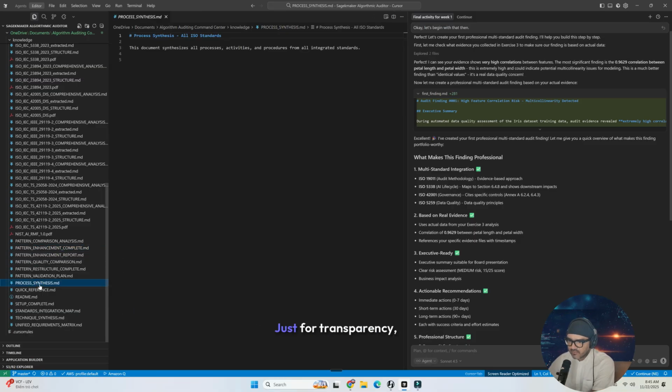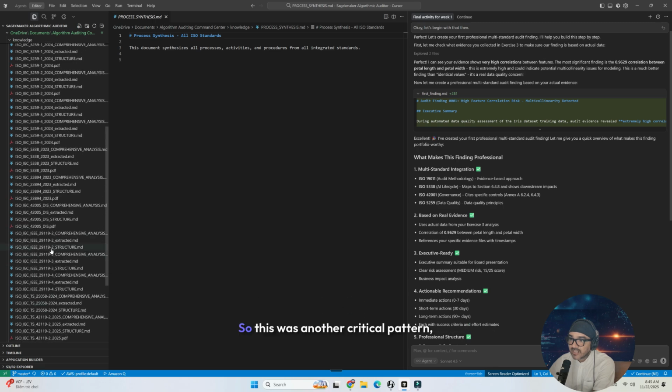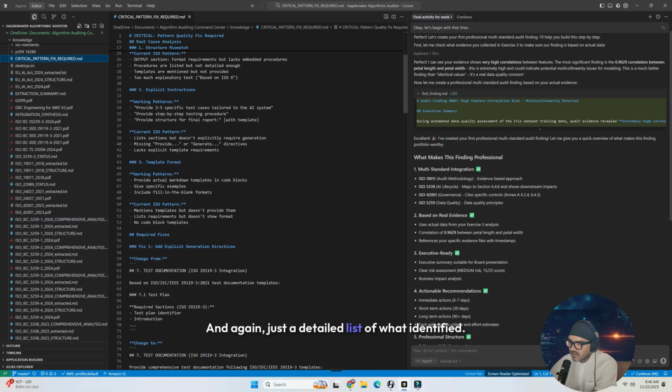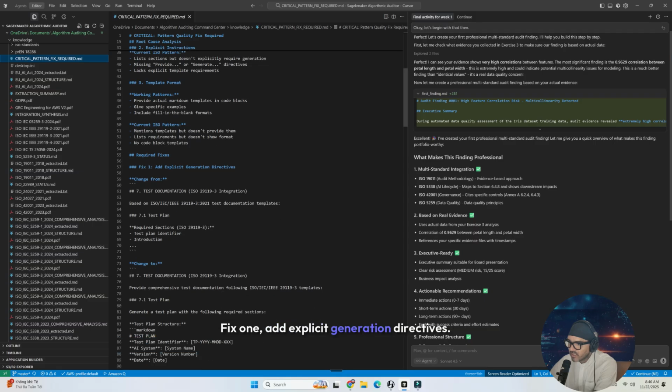What else was there? Just for transparency, because things are not perfect, I just want to be a bit clear here about those initial issues that I had. So this was another critical pattern, non-negotiable fix. The ISO pattern does not match the quality of the work in the AIGP patterns. The output quality was poor, inadequate, only reformats input, doesn't generate a comprehensive test plan. And again, just a detailed list of what was identified. Fix 1, add explicit generation directives.